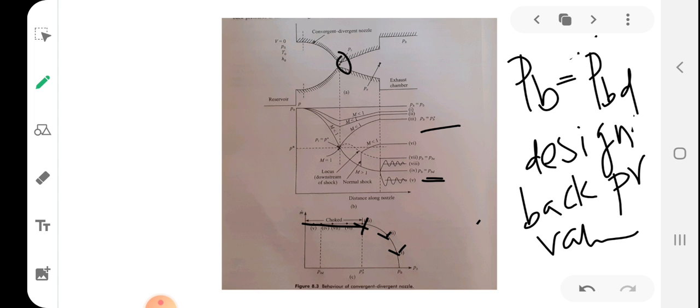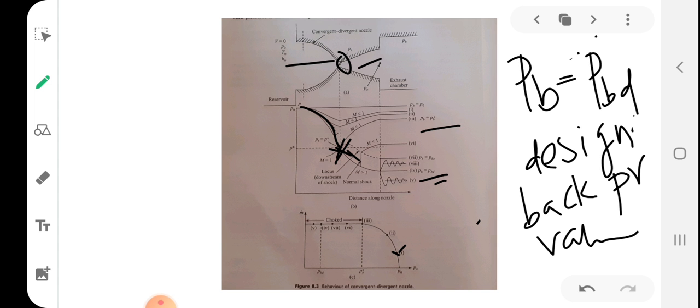So now I have decreased the back pressure to a very low value called PBD. The pressure in the convergent section is reduced up to the throat. At the throat, Mach number has reached 1, and since the back pressure is very low, the flow will become supersonic, with Mach number greater than 1 in this diverging section.